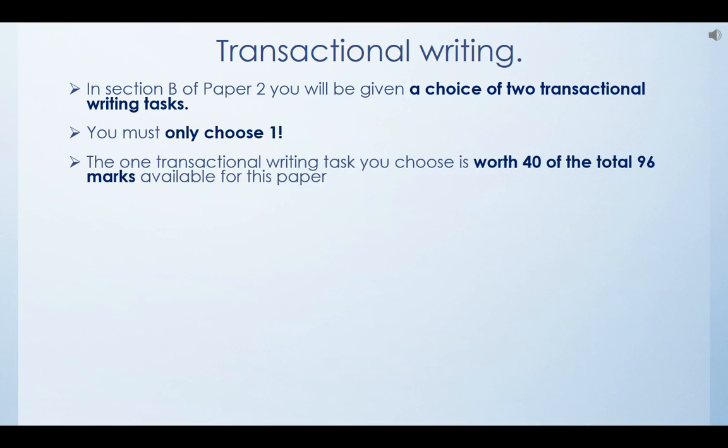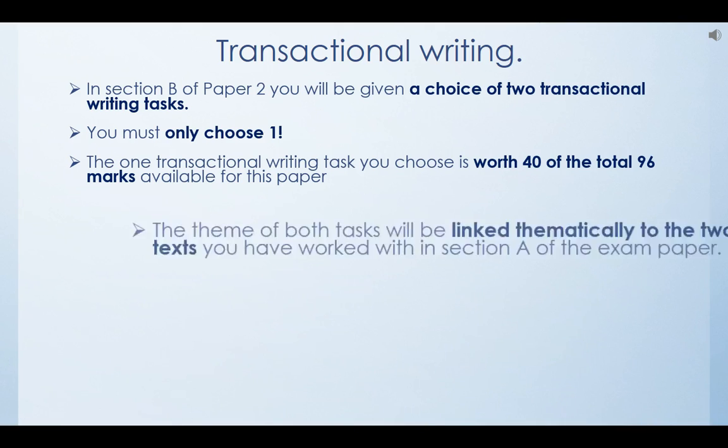The one transactional writing task that you choose is worth 40 out of the total 96 marks available on the paper. So it is a significant amount of the marks available. So you need to plan and you need to craft your writing and try and hit all the assessment objectives that they've set for this.